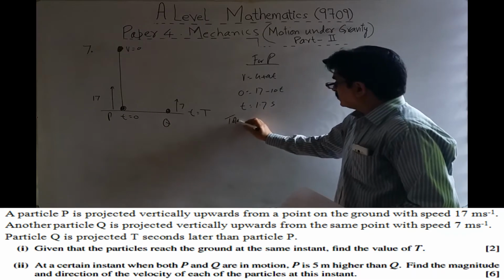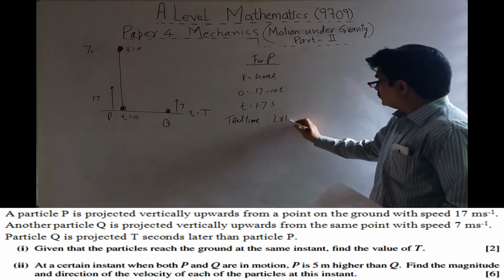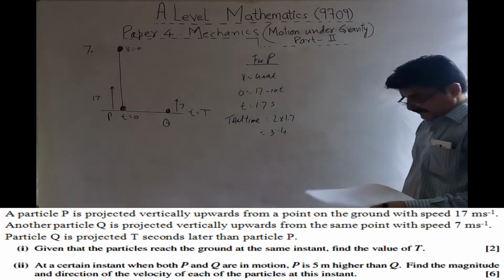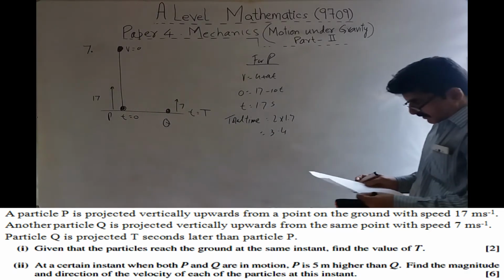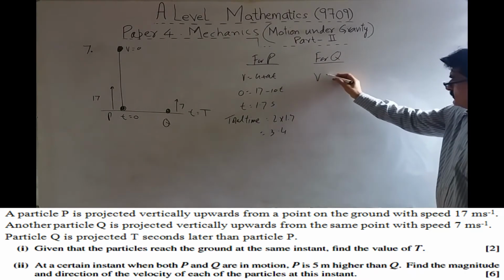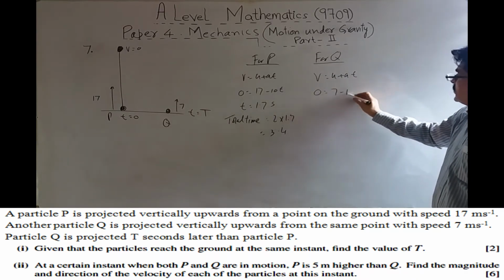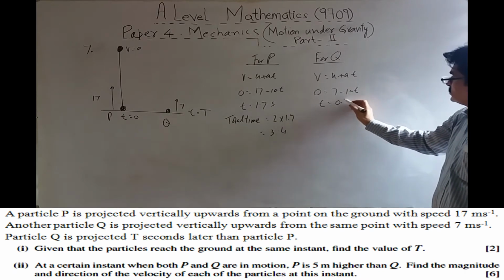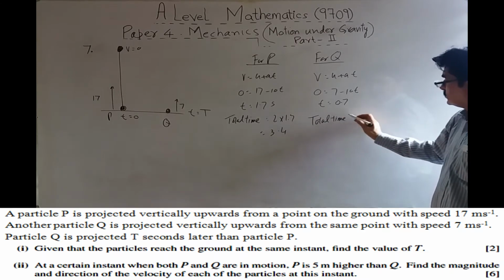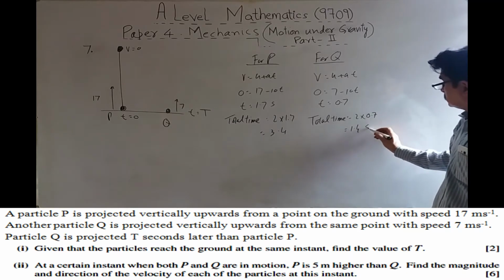So the total time for P for the whole journey will be 2 into 1.7, which is 3.4 seconds. Similarly for Q, using the same equation of motion, v is equal to u plus at, so from here you will get 7 minus 10t. So this time will be 0.7. So the total time for Q for the whole journey will be 2 into 0.7, which is equal to 1.4 seconds.